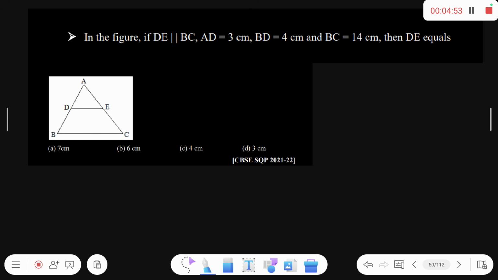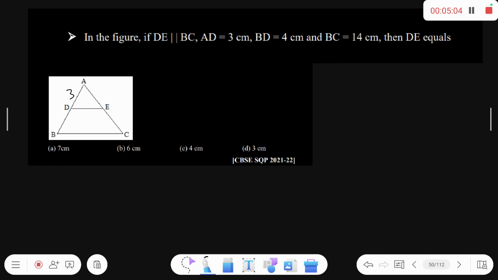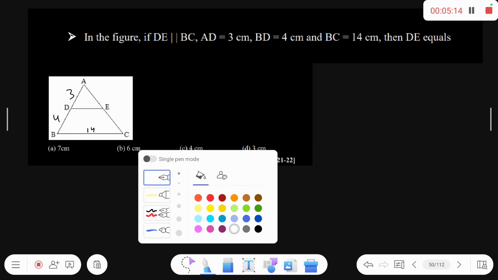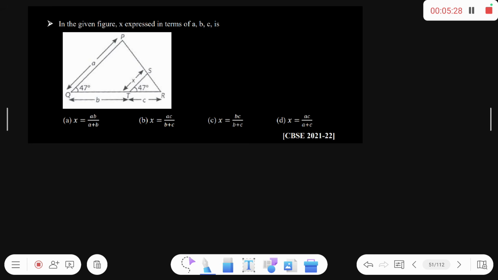Next, in the figure, if DE is parallel to BC and AD is 3 centimeter, BD is given as 4 centimeter, BC is given as 14. You have to find DE is equal to what? Again 3 upon total 7 is equal to DE upon 14, or this is 2, this is 6 centimeter is your answer.